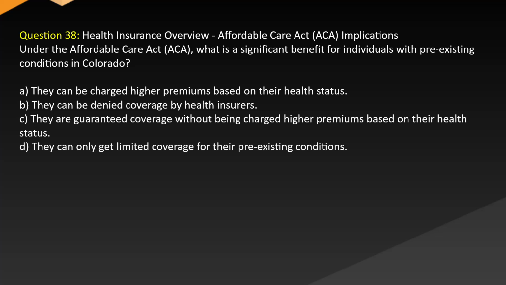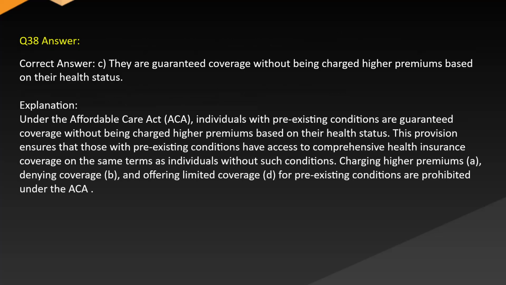Question 38. Health insurance overview. Affordable Care Act (ACA). Implications under the Affordable Care Act. What is a significant benefit for individuals with pre-existing conditions in Colorado? A. They can be charged higher premiums based on their health status. B. They can be denied coverage by health insurers. C. They are guaranteed coverage without being charged higher premiums based on their health status. D. They can only get limited coverage for their pre-existing conditions. Correct answer: C. They are guaranteed coverage without being charged higher premiums based on their health status.